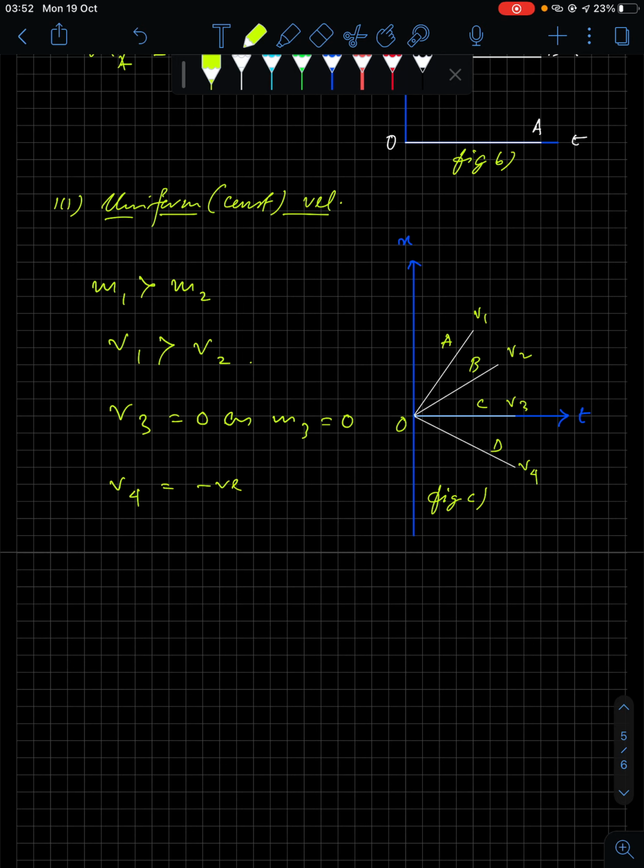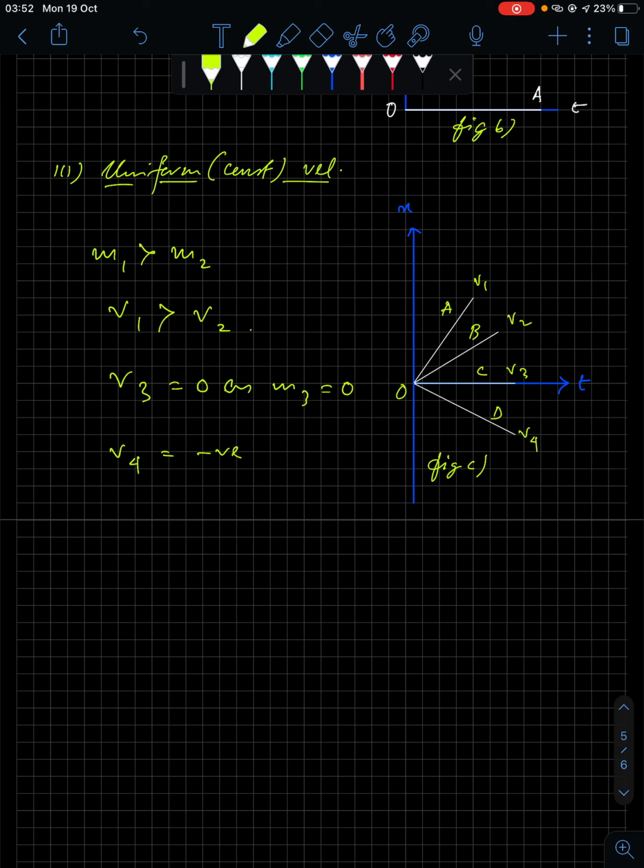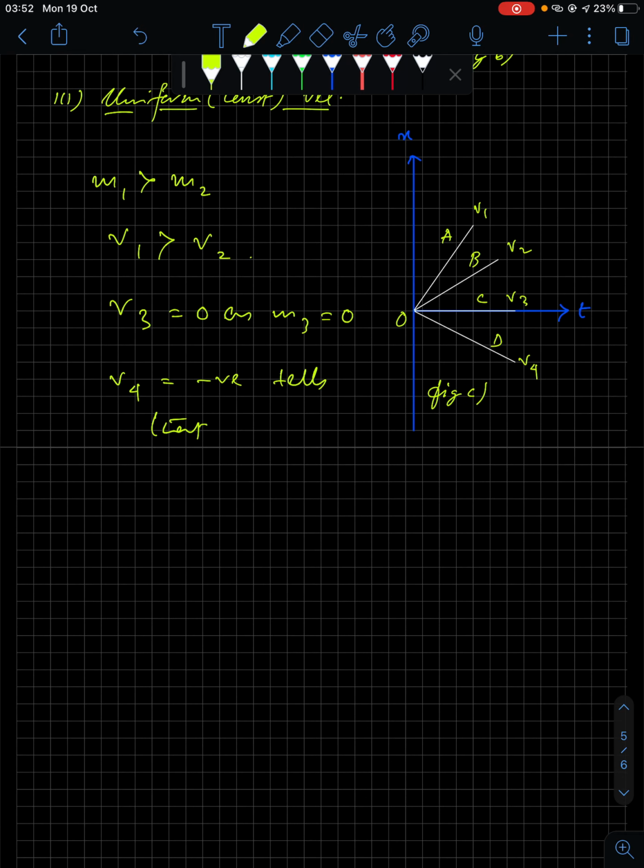And v4, this is velocity, is negative. This tells you that v4 being negative means D is traveling in a direction opposite to A and B. I hope this is clear.